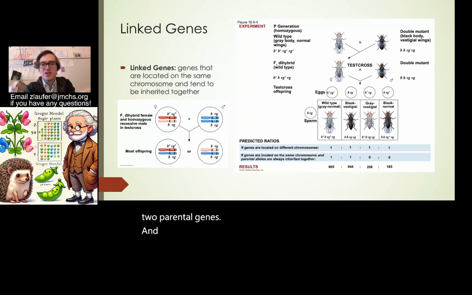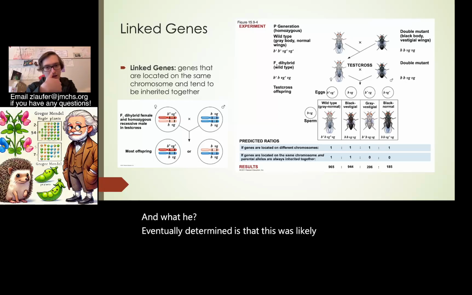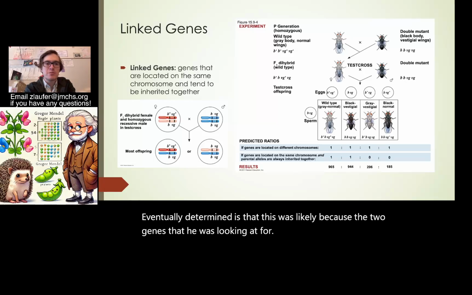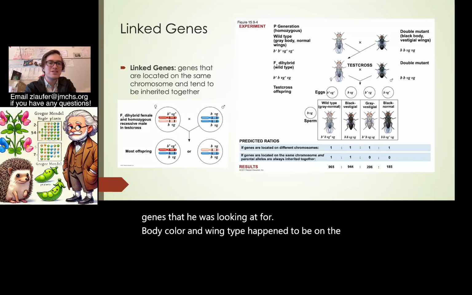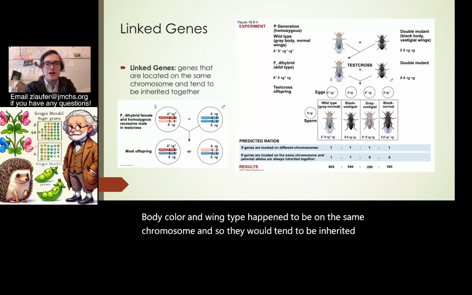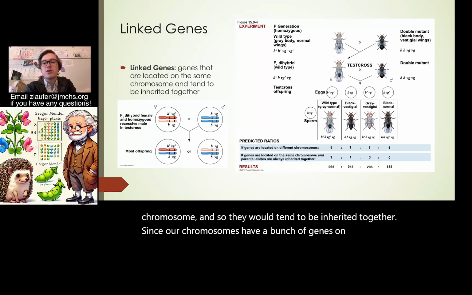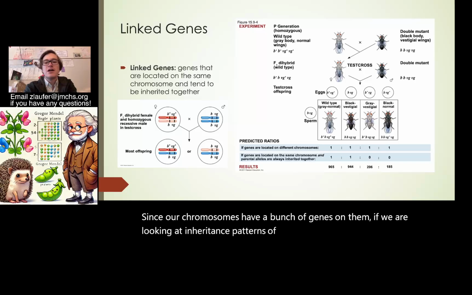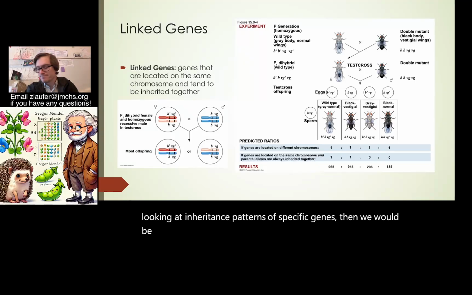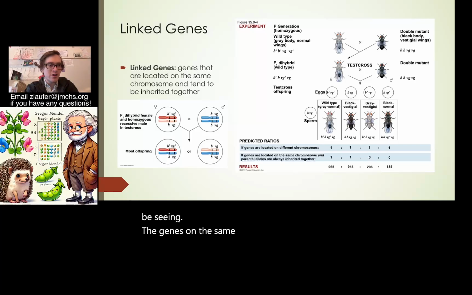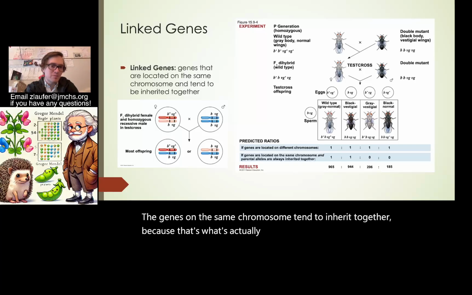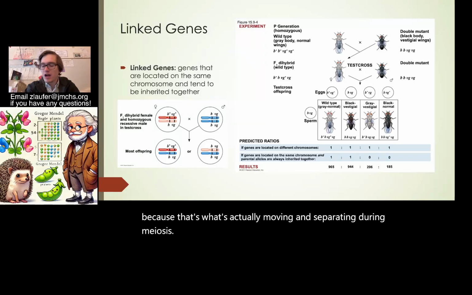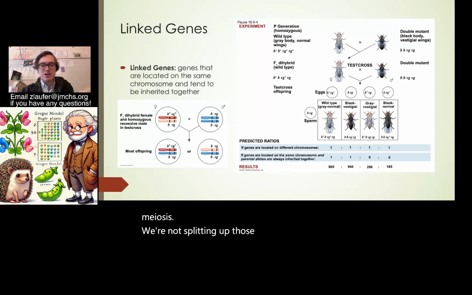And what he eventually determined is that this was likely because the two genes that he was looking at for body color and wing type happened to be on the same chromosome, and so they would tend to be inherited together. Since our chromosomes have a bunch of genes on them, genes on the same chromosome tend to inherit together, because that's what's actually moving and separating during meiosis. We're not splitting up those chromosomes unless crossing over is occurring.